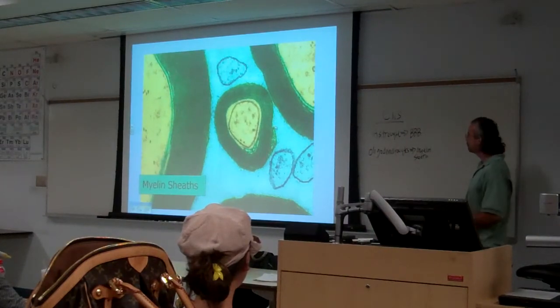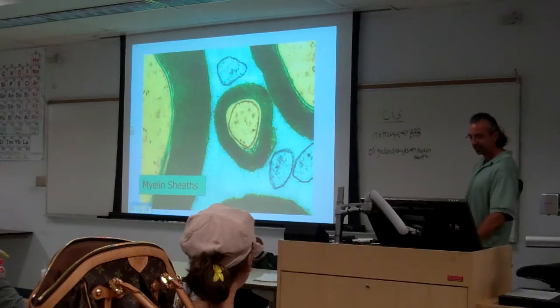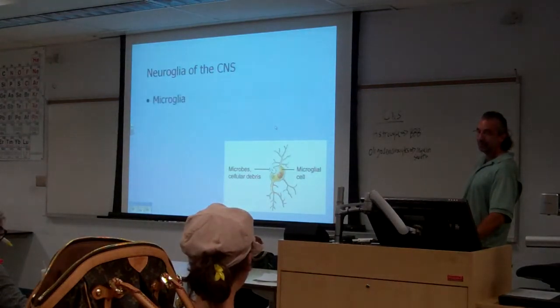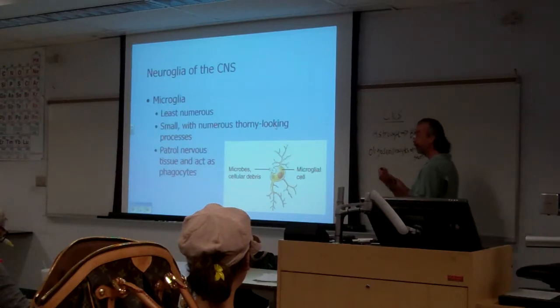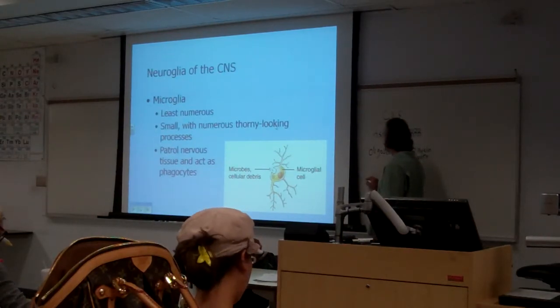Okay. So those are my oligodendrocytes. It makes the myelin sheath. Next up, I have microglial cells. These guys are little teeny tiny ones. There's a micro, small, glial. Okay, so microglial cells.